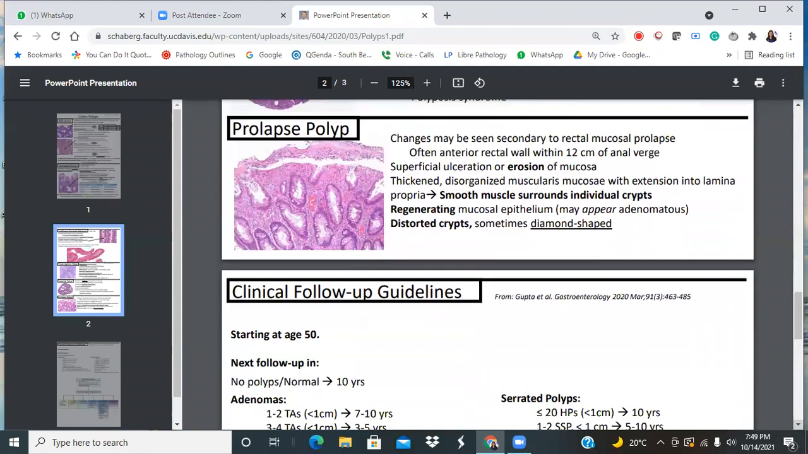Okay. Prolapse polyp. Changes may be seen secondary to rectal mucosal prolapse, often anterior rectal wall within 12 centimeters of the anal verge, superficial ulceration or erosion of the mucosa, thickened disorganized muscularis mucosae with extension into the lamina propria. Smooth muscle will surround the individual crypt. Regenerating mucosal epithelium may appear adenomatous, distorted crypts, sometimes diamond-shaped crypts.